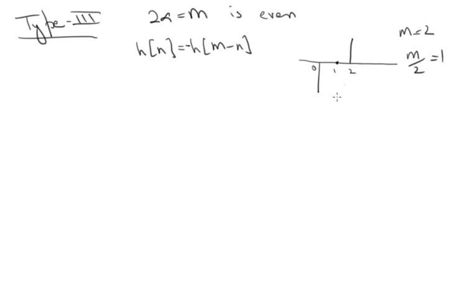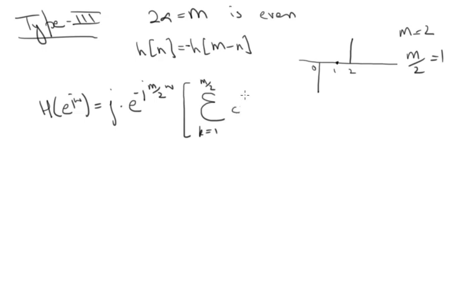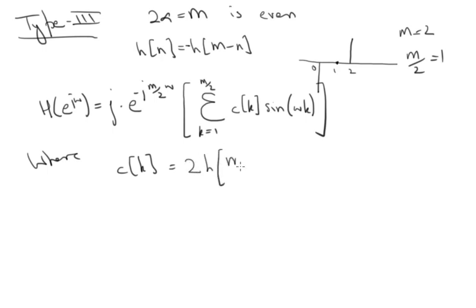Here this is an odd function. So using the symmetry properties, you can prove that this H of e raised to power j omega, the frequency response of this impulse response, equals j times e raised to power minus j m by 2 omega into summation k is equal to 1 to m by 2 c of k sine of omega k, where this c of k equals 2h of m by 2 minus k, where k is equal to 1 up to m by 2.